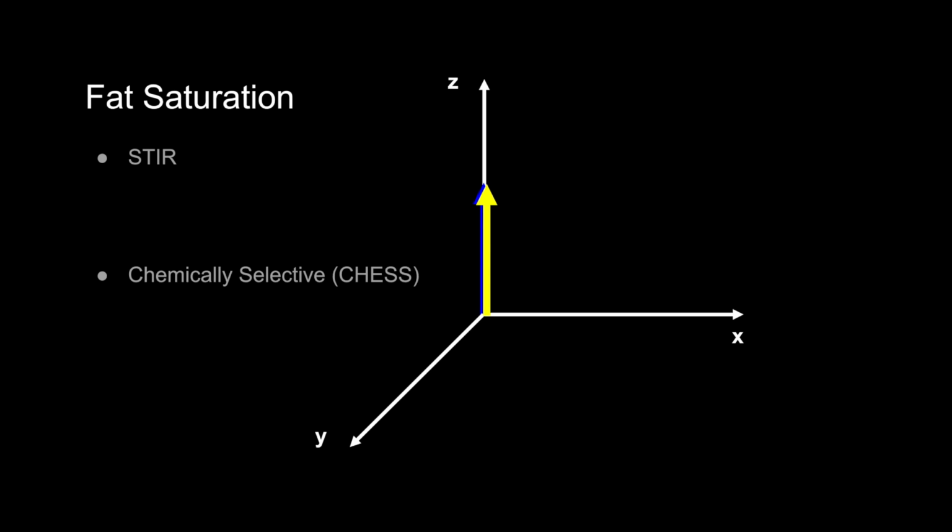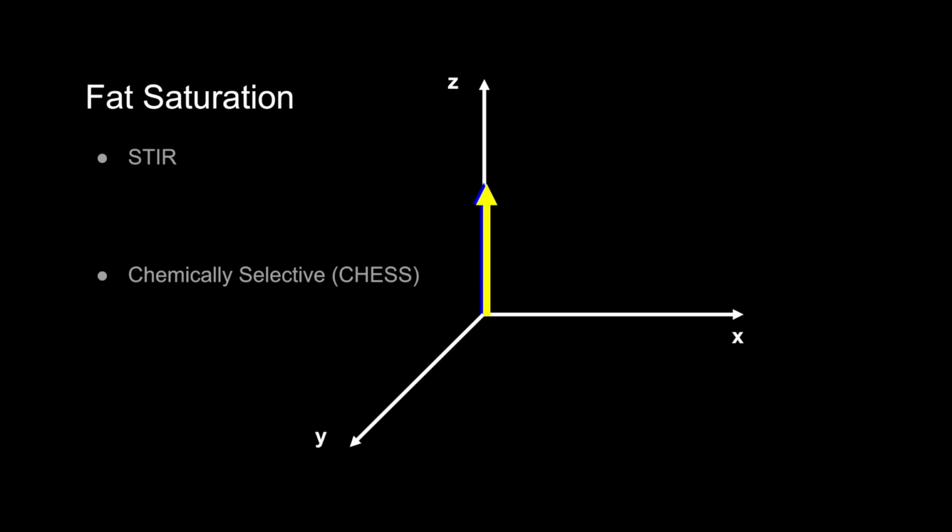For now, we're going to briefly touch on 2 of those methods. The first is called STIR, or short TI inversion recovery. STIR uses an inversion recovery pulse to null the fat. What is that? An inversion recovery pulse is an 180-degree inversion pulse before starting a conventional spin echo pulse sequence. So what does that do?